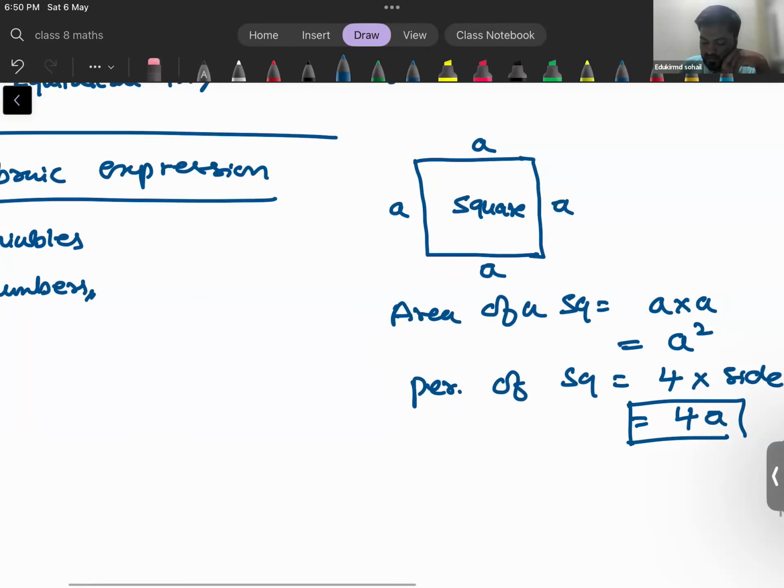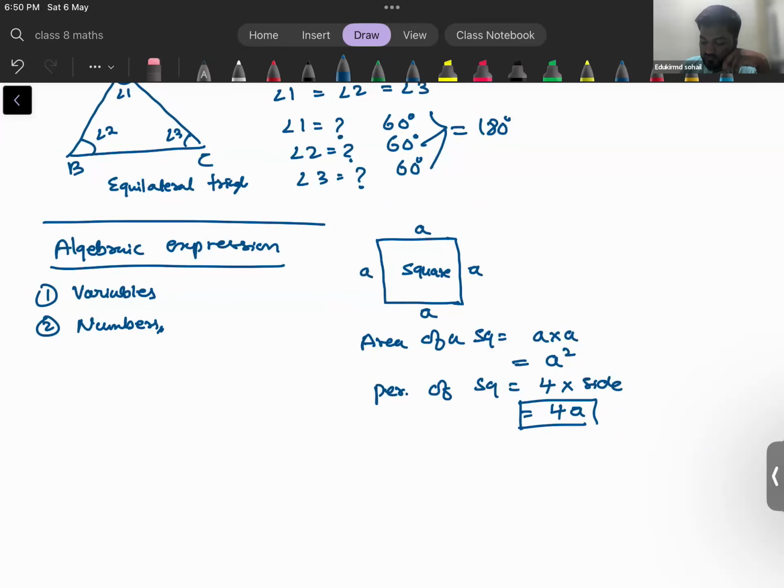Now, let's derive the relation between this 4a and the algebraic expression. Is this 4a not fulfilling the definition of an algebraic expression? It contains a variable, that is a. It contains a number also, that is 4. So algebraic expressions, for what purposes do we use them? To derive formulas, right?